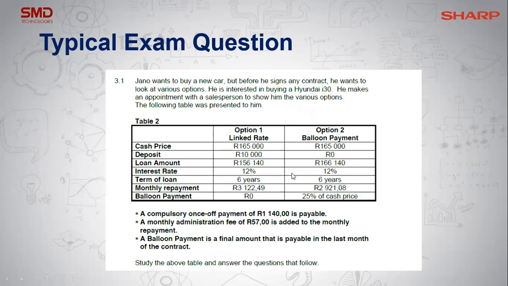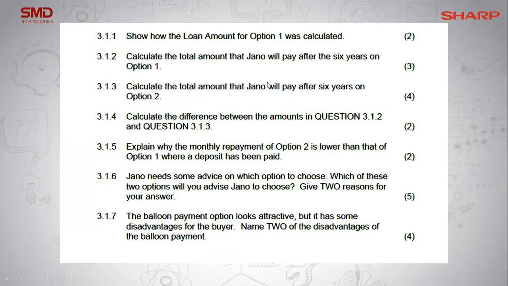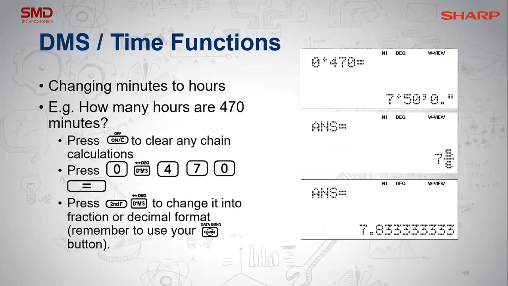So the typical exam question actually gives you the regular way of loaning money for a car versus the balloon repayment. And then, of course, all of those questions that then follow. All right, great. Any questions so far? All right, fantastic. So let's work through some time questions quickly.